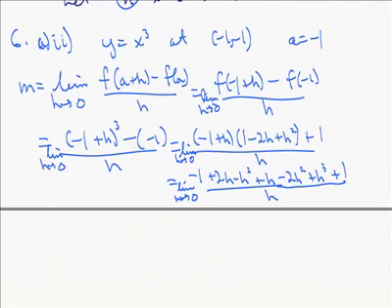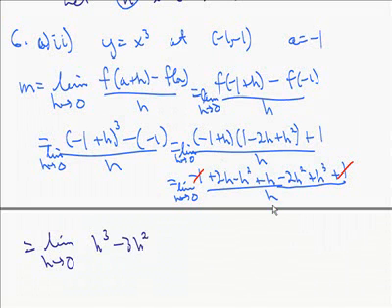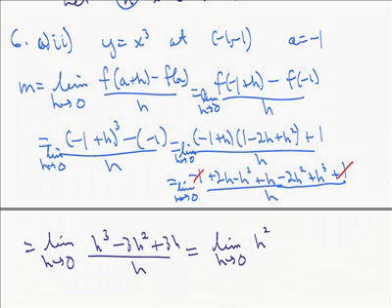Now notice we have a -1 and a +1. Everything else has at least one h in it, so what do we get? We get the limit as h approaches 0 of, let's see, we got an h cubed, minus 3h squared, plus 3h, all divided by h. If we divide each of these terms by h, we have the limit as h approaches 0 of h squared minus 3h plus 3.